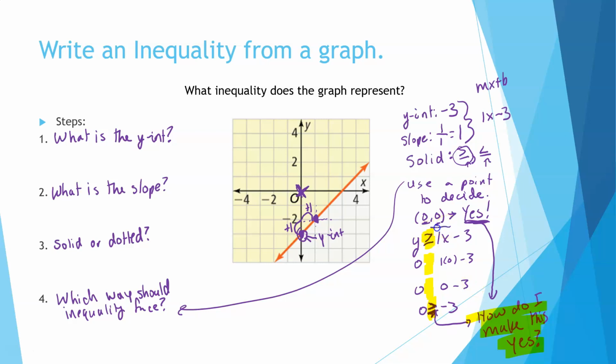I put that back there, and here is my answer. Y is greater than or equal to 1x minus 3, or just y is greater than or equal to x minus 3. So again, step 4, you're kind of using the idea of the test point, but you have to decide, is that a solution, yes or no, and then make it match in the end.